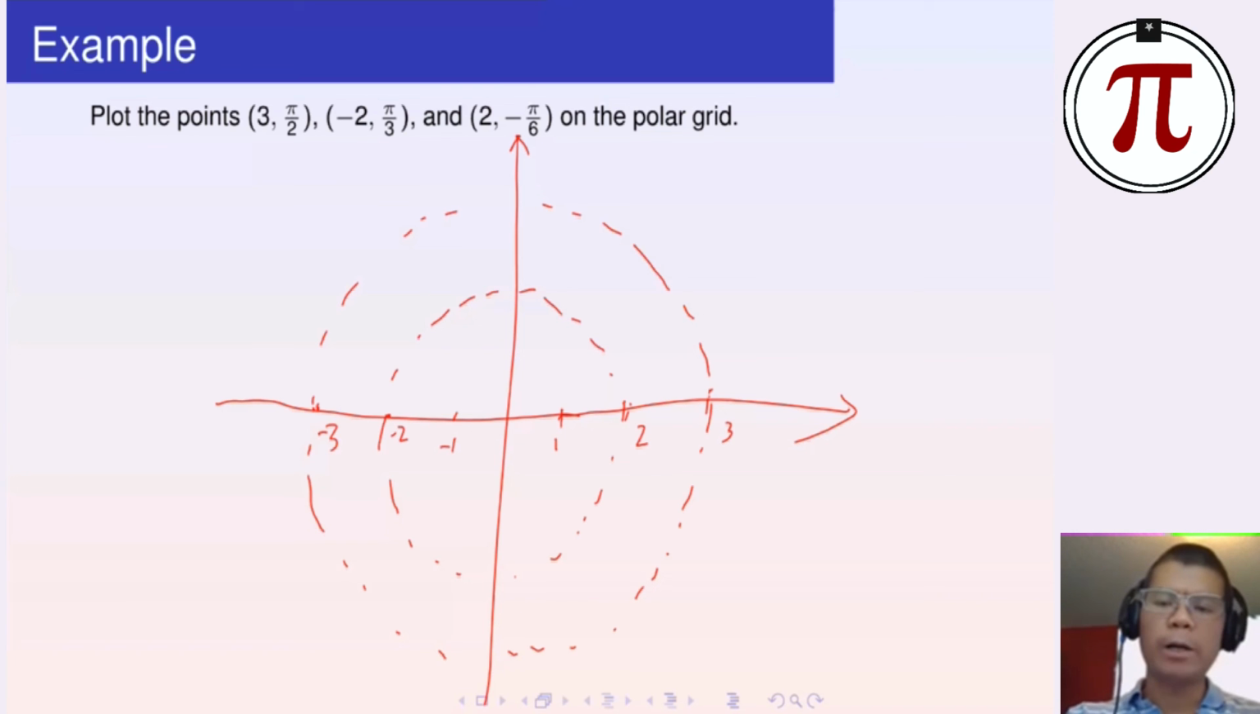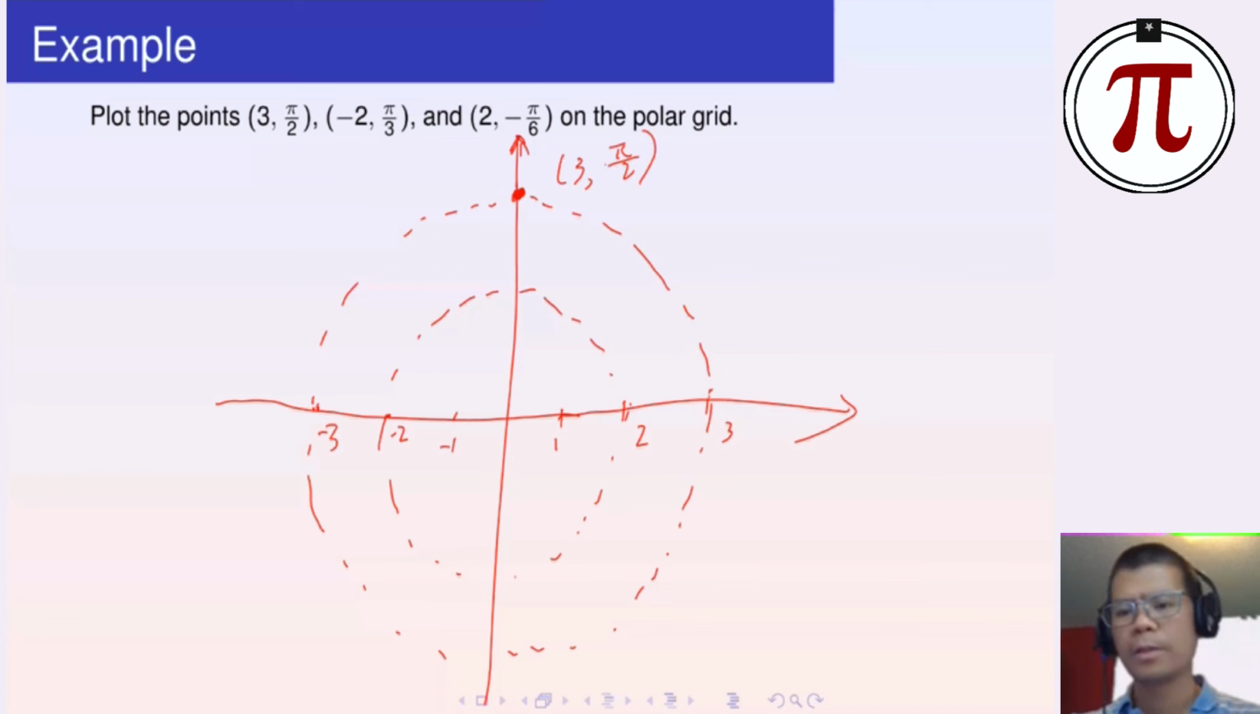Where is 3 pi over 2? Firstly, it's a pi over 2, right? So pi over 2 is what? A right angle, right? So that's going to be the y-axis here, this direction. The radius is 3, which is positive, so it goes along the ray. So that is at this point. That's going to be 3 pi over 2. Correct?